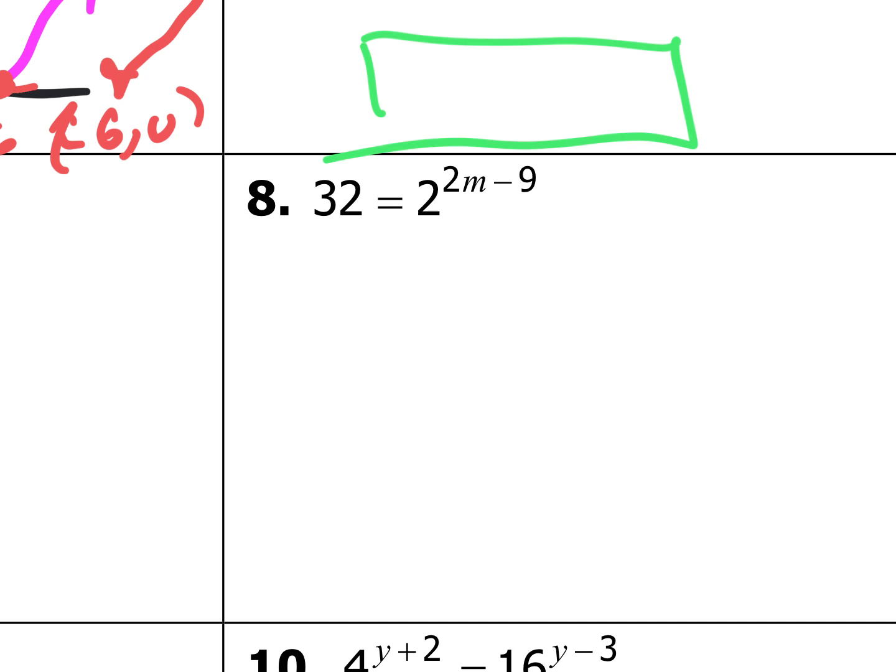All right, so what's my base that I want to try to conform one side into? What base do you see right now? A 2. Is there a way that the base of a 2 with an exponent can equal 32? To what power? 3. Okay, 3, let's try it. 2 times 2 is 4, times 2 is 8. Nope, not big enough.